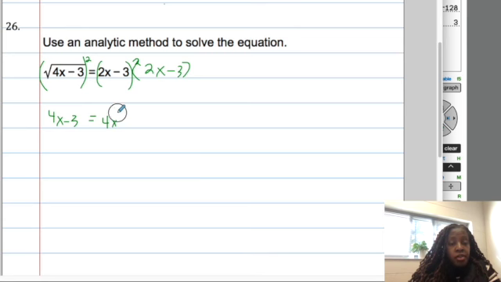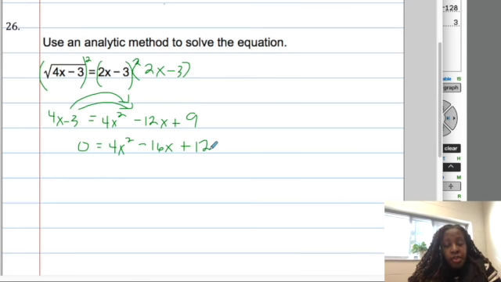X squared minus 6x minus 6x gives us a minus 12x, and minus 3 times minus 3 is a positive 9. Then we're going to move everything to the right by combining like terms, and that'll give us 0 equals 4x squared minus 16x plus 12. Now, one thing you should do when you look at your quadratics is always try to factor out the greatest common factor. In this case, it's a 4. So we're left with x squared minus 4x plus 3.